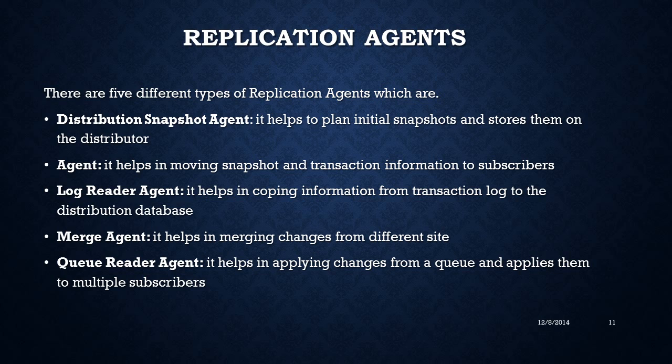Next, there are five different types of replication agents. First is the snapshot agent. This helps to prepare initial snapshots and stores them on the distributor. The next is the distribution agent. This helps in moving snapshots and transaction information to the subscriber. Next is the log reader agent. It helps in copying information from transaction logs to the distribution database. And next is the merge agent. It helps in merging changes from different sites. And the last is the queue reader agent. It helps in applying changes from a queue to multiple subscribers.